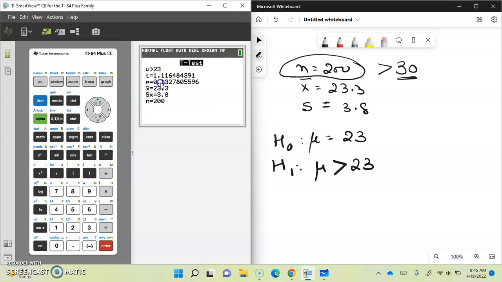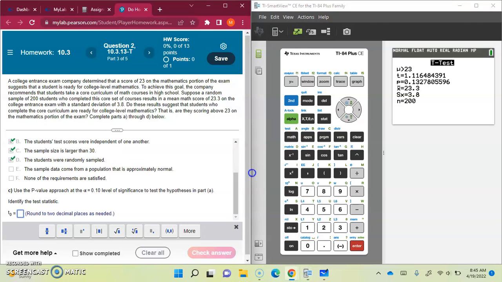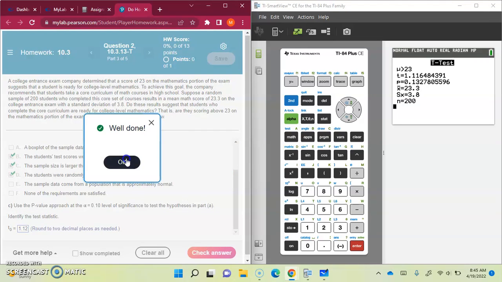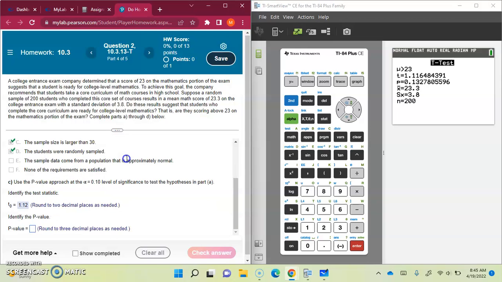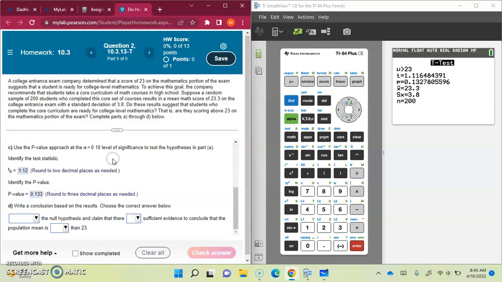Then press calculate. This t here in the calculator is your test statistic t naught. You need to round it to two decimal places: 1.12, that's the test statistic. You also need the p-value rounded to 3 digits. The p-value is here on the calculator: 0.133, rounded to 3 places. Okay, what does it say now?